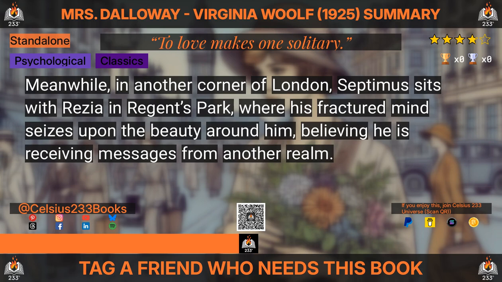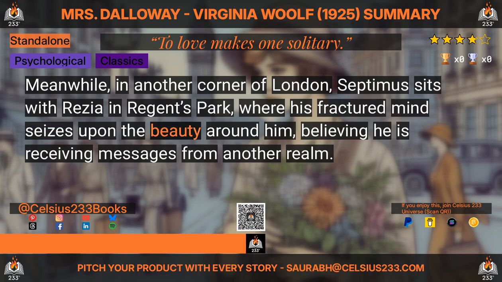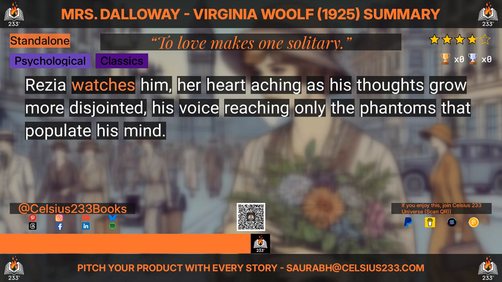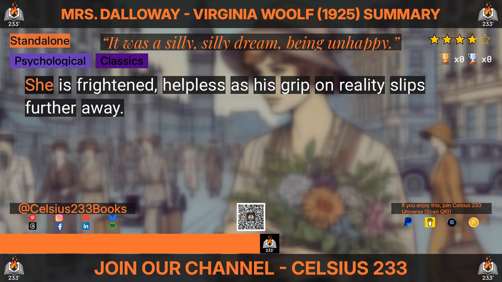Meanwhile, in another corner of London, Septimus sits with Rizia in Regent's Park, where his fractured mind seizes upon the beauty around him, believing he is receiving messages from another realm. Rizia watches him, her heart aching as his thoughts grow more disjointed, his voice reaching only the phantoms that populate his mind. She is frightened, helpless as his grip on reality slips further away.